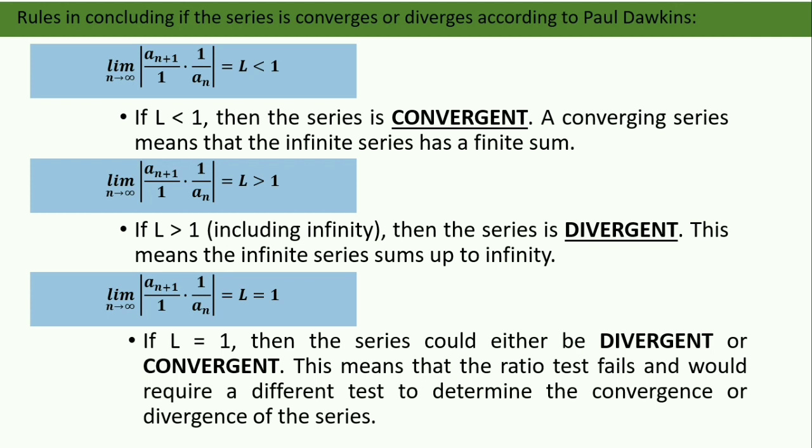If L is equal to 1, then the series could either be divergent or convergent. This means that the ratio test fails and would require a different test to determine the convergence or divergence of the series. So, kung ang limit is equal to 1, it is either divergent or convergent. So, ang ratio test is not suitable to use to apply sa kana nga certain series.